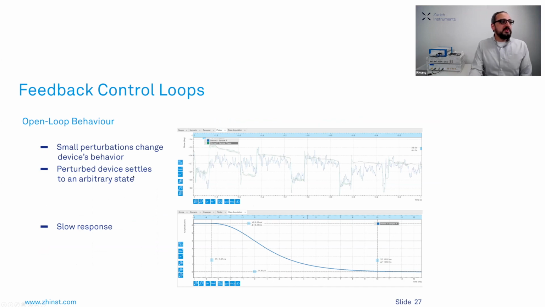But there are certain issues here. One is small perturbations, like for instance, if I touch this resonator, it would change the device's behavior. And the perturbed device state can settle to another arbitrary state. And also, as I was showing with the step response measurement, the device has a slow response. And for faster device response and to achieve required behavior from the device, we need to use control loops. So this is the key.